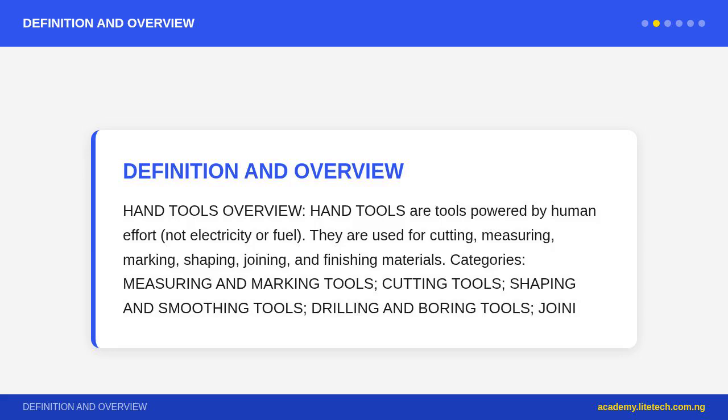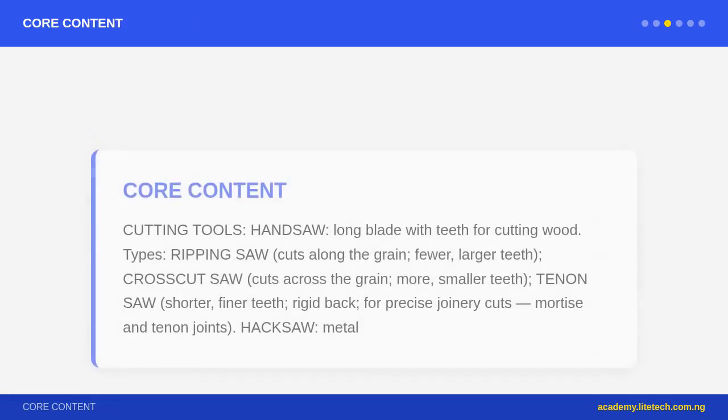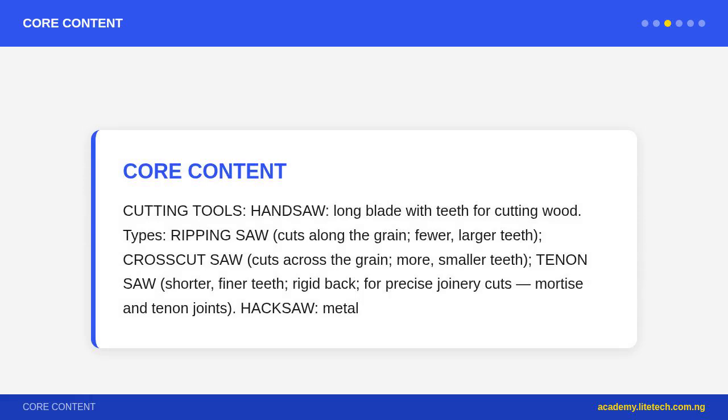Shaping and smoothing tools. Plane, removes thin layers of wood to smooth and flatten surfaces. Jack plane, general purpose; smoothing plane, fine finishing. Adjustable blade or iron, set at an angle, cutting direction is along the grain. File, a steel bar with ridged surface for removing small amounts of metal or wood.